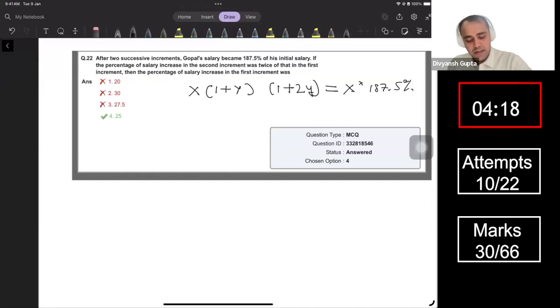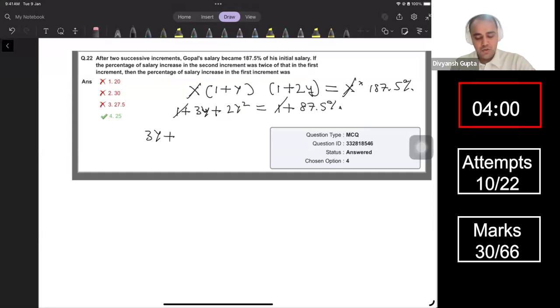You need to find the value of Y. X will get cancelled out. This will essentially be 1 plus 3Y plus 2Y square is equal to 1 plus 87.5%. I can cancel out 1. I'll be left with 3Y plus 2Y square is equal to 87.5%. Now you can go and try to do this, or you can realize that 30 is out of the game because 3Y, this will become 90, not allowed.